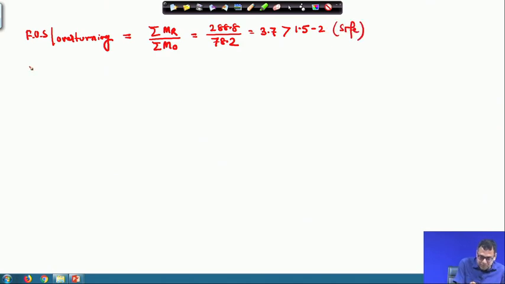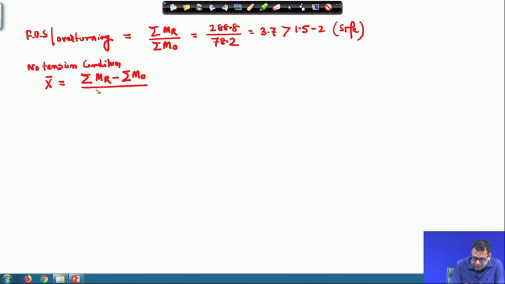Then we will do the no tension check. The x bar that I discussed, I have already discussed how to calculate this x bar. So, x bar is summation M_R minus M_O divided by all vertical forces. So, this is 288.8 minus 78.2, and vertical force is 177.61, that is equal to 1.2 meter.